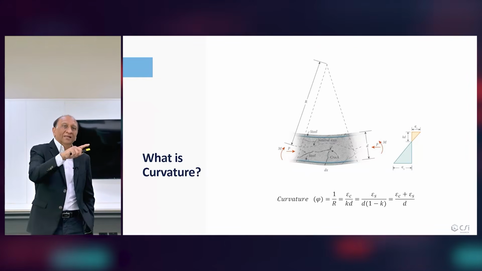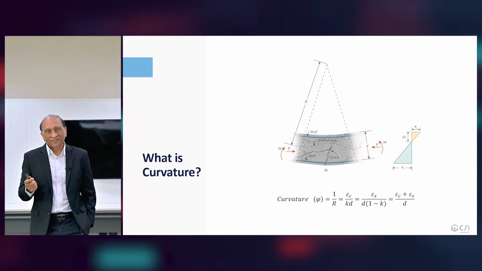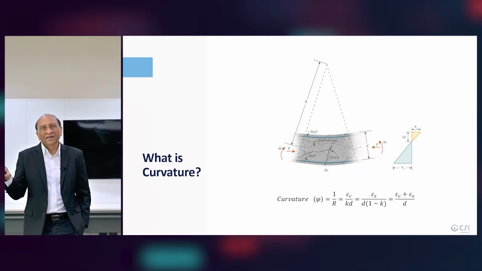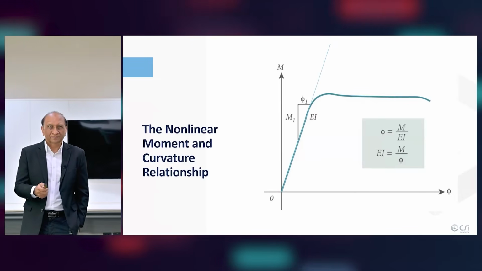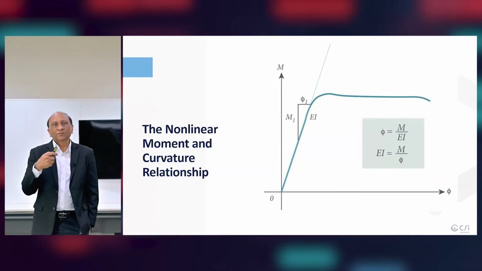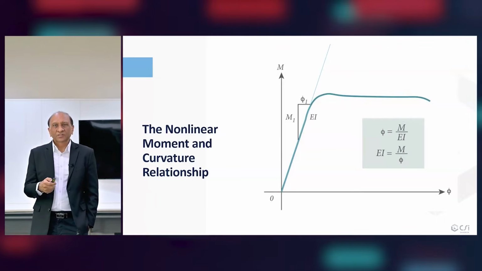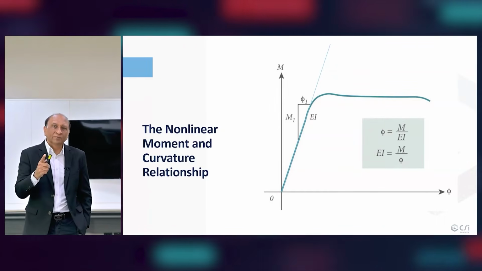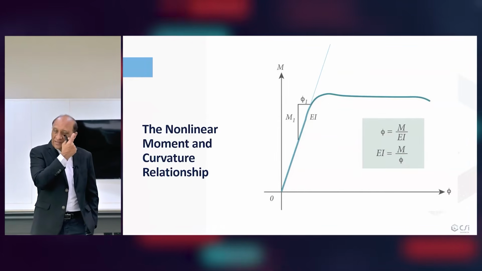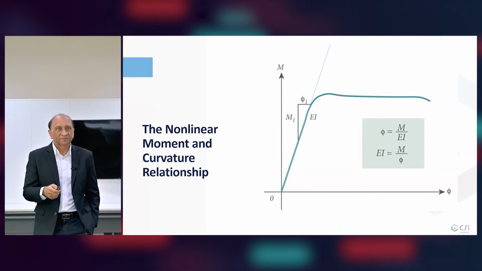And this curvature can then be related to moment and also axial load, because axial load can modify this curvature, either increase or reduce it. So now we have a nonlinear moment curvature relationship. So curvature is a slope. The stiffness is the slope of the moment curvature diagram, and curvature is a ratio between moment and stiffness.